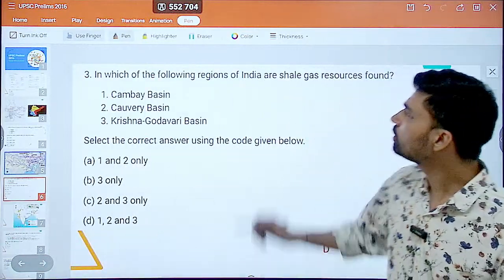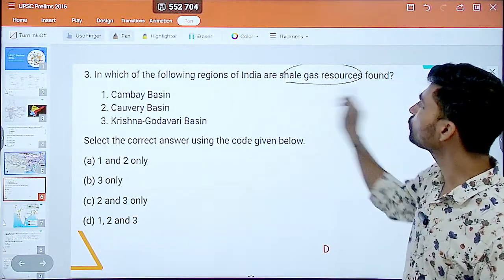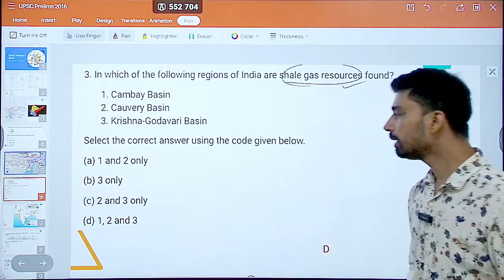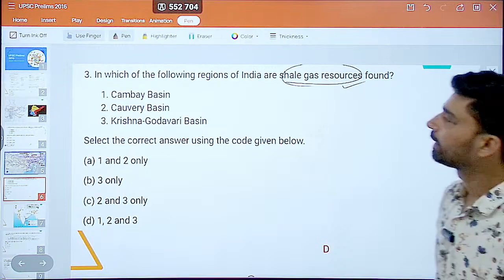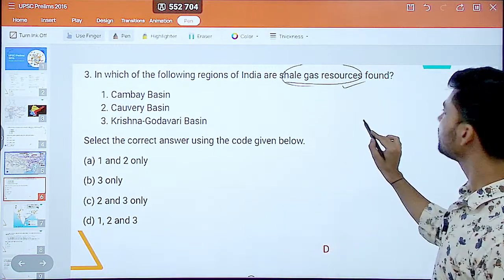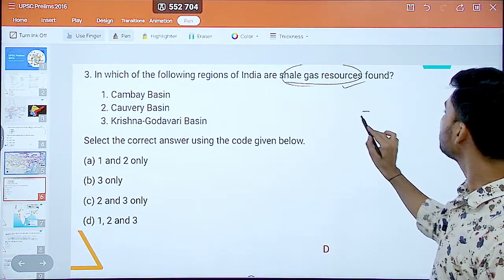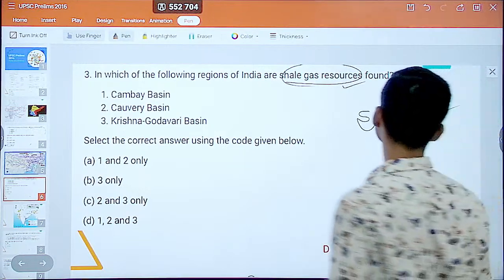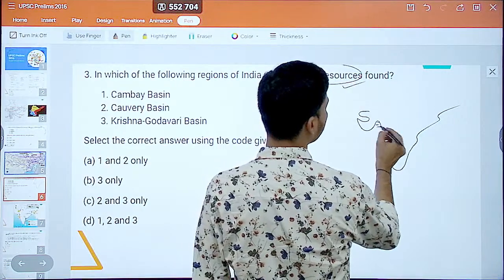Then the next question is asked about, again, natural resources, where they have asked in which of the following regions of India are shale gas resources found? Cambay Basin. Cambay Basin is basically the anglicized name of Gulf of Khambat. If I draw like this here, so this is Gulf of Khambat or Gulf of Cambay.